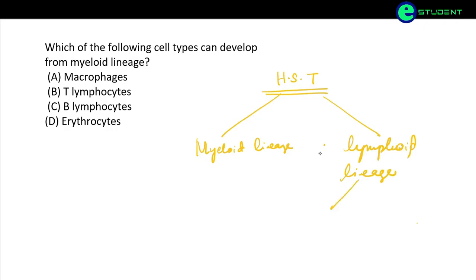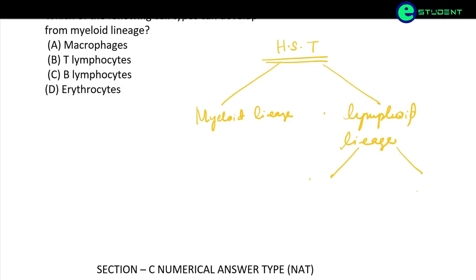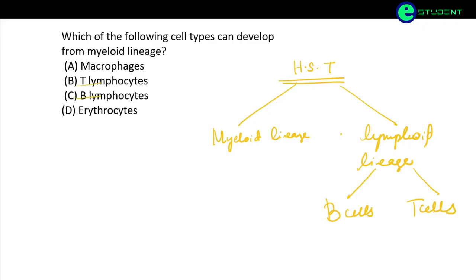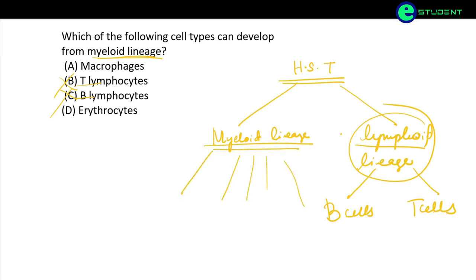The lymphoid lineage again divides into two types. One is B cells and one is T cells. So these T and B cells have developed from the lymphoid lineage. So these are the wrong options. They are asking about the myeloid lineage. So all the other blood cells are derived from the myeloid lineage other than B and T cells. So macrophages and erythrocytes are the correct options, which originate from the myeloid lineage.